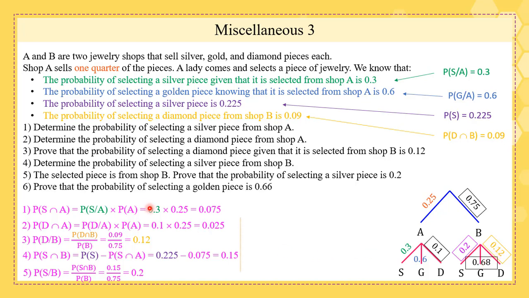Now prove that the probability of selecting a golden piece is 0.66. Now what is the probability of choosing a golden piece? It will be golden from A or golden from B, which is the rule of total probability, and we can take it by now from the tree. From the completed tree, we get 0.6 times 0.25 plus 0.68 times 0.75, which is 0.66.